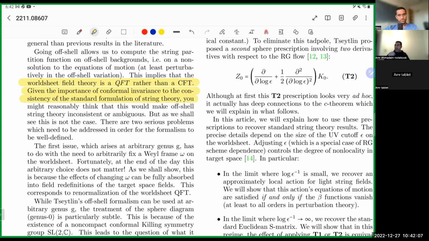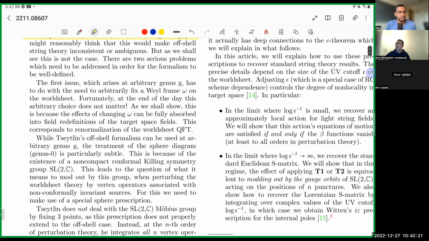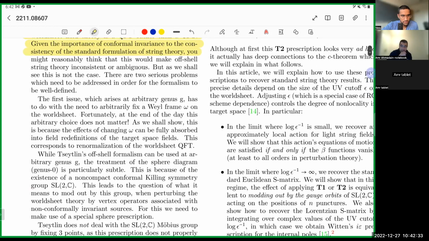But as we're going to see, this problem is beautifully addressed and solved in the form of field redefinitions, or RG schemes, which are going to be central to addressing these off-shell ambiguities. So here's the issue. The first issue is that we're going to see that these ambiguities have to do with a Weyl frame on the world sheet.